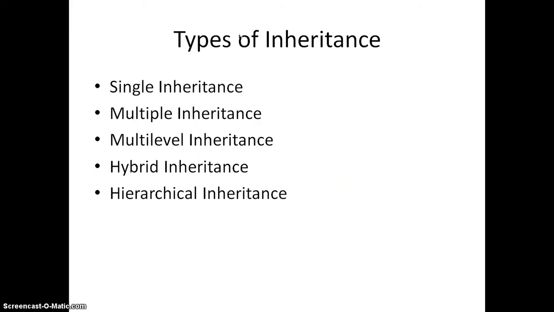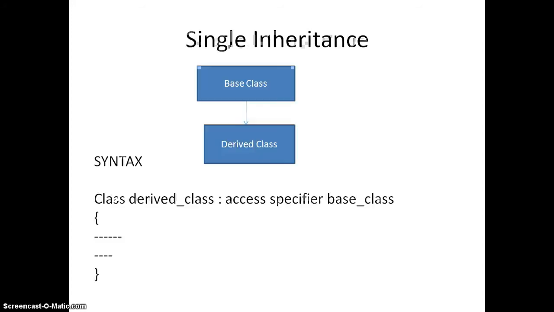So we have 5 different types of inheritance: single inheritance, multiple inheritance, multi-level inheritance, hybrid inheritance, and hierarchical inheritance. In single inheritance, we have only one base class and only one derived class. But the base class should be the existing one and the derived class should be a newly created class.